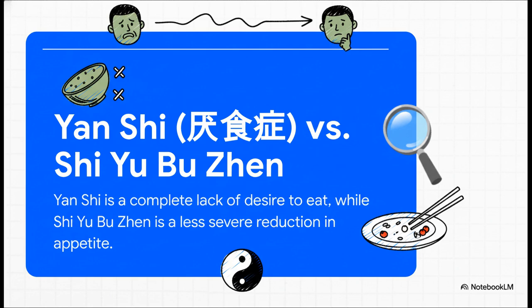First things first, we have to make a critical distinction you'll need for any diagnosis. On one hand, you have Yanxi. This is a complete lack of desire to eat. It's the more severe condition. Then you have Shiyu Buzin, which is more of a general loss of appetite, a reduction where a patient might still pick at their food a little. Getting this right from the very beginning is so key because it points you toward totally different underlying causes.